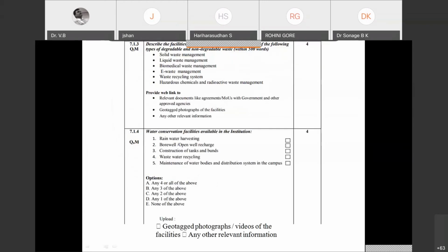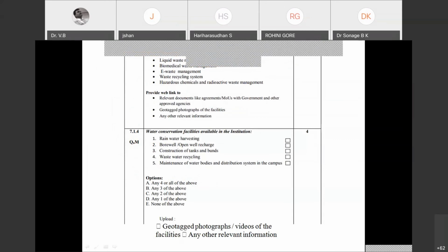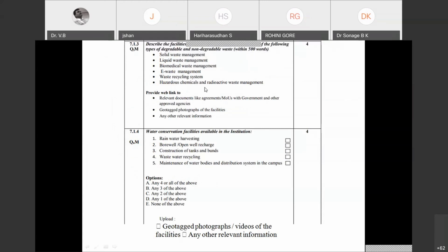Next is the qualitative metric. Describe the facilities in the institution for the management of degradable and non-degradable waste. This is especially important in the case of medical colleges, dental colleges, and health science institutions, regarding how they are disposing of the waste. Also, generally, solid waste management.